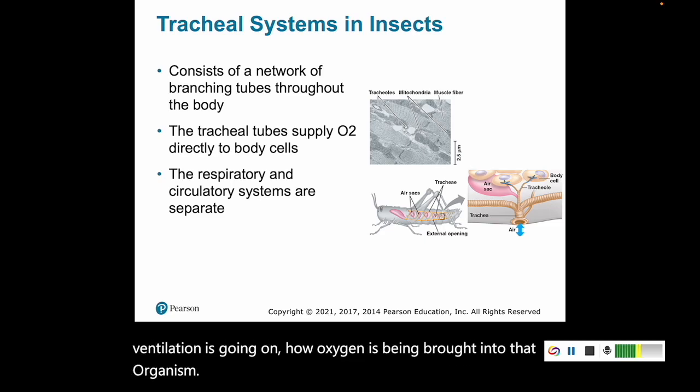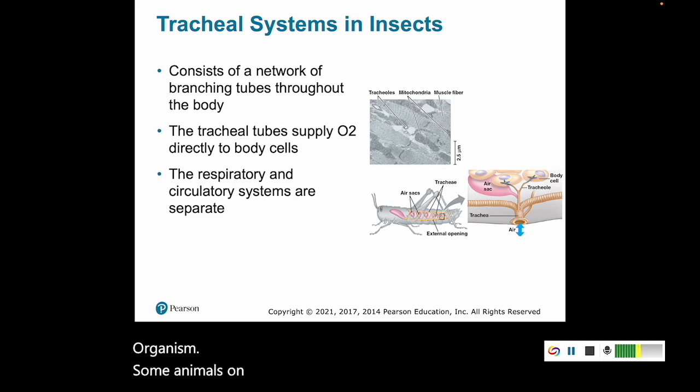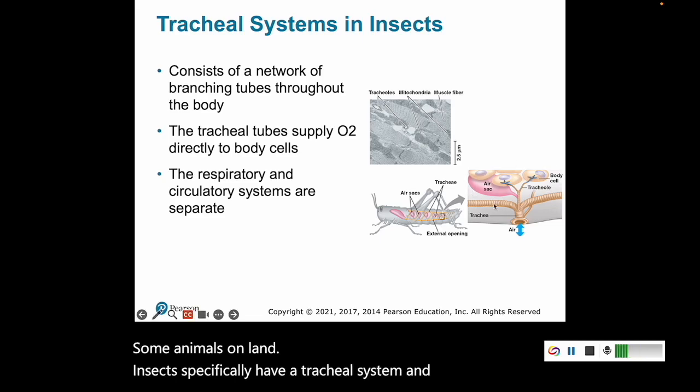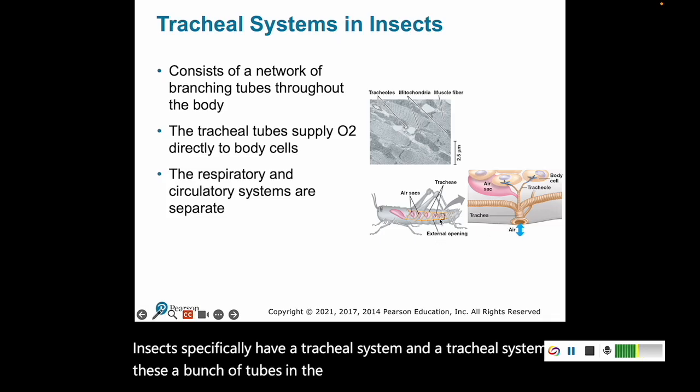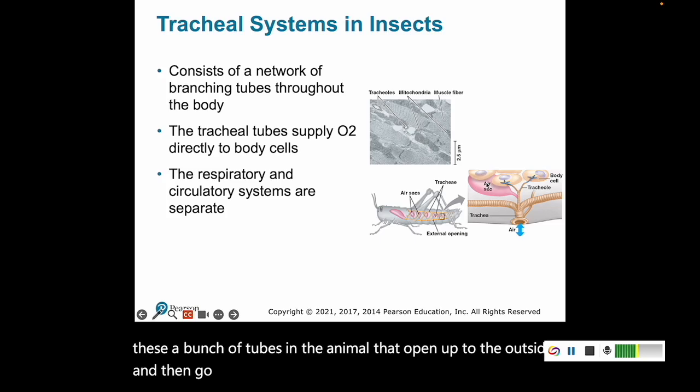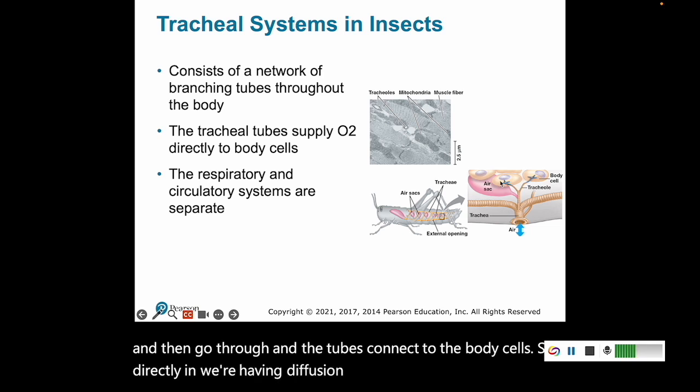Some animals on land, insects specifically, have a tracheal system. And a tracheal system is a bunch of tubes in the animal that open up to the outside and then go through, and the tubes connect to the body cells. So directly in, we're having diffusion happen straight through these tubes into the body cells.